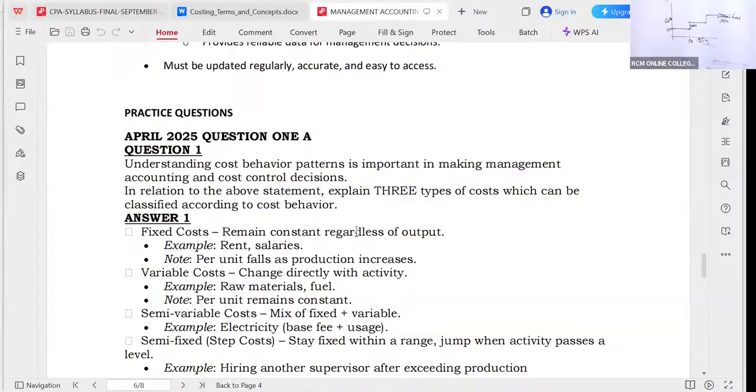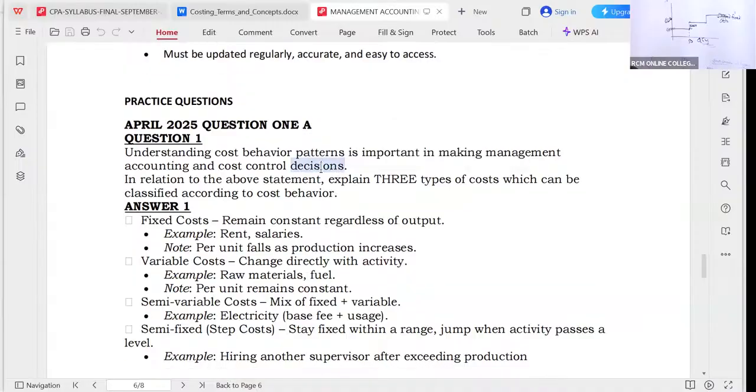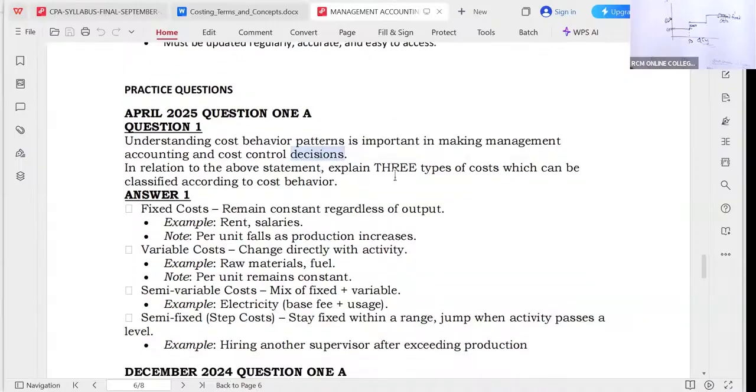Great. So, April 2025, question number 1A: understanding cost behavior patterns is important in making management accounting and cost control decisions. In relation to the above statement, explain 3 types of costs which can be classified according to cost behavior. Cost behavior, I told you we have variable costs, fixed costs. We have in this case semi-variable and stepped fixed costs.